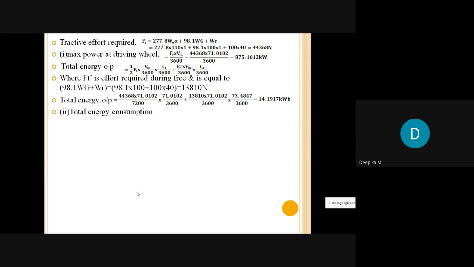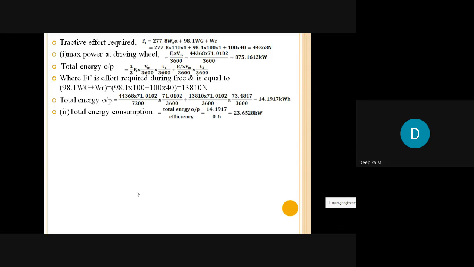Whatever the acceleration we have, that will be 0 here. So we are taking it in this way, that is only the total time for free run we have taken. Let us substitute the value. Hence the total energy output is 14.1917 kilowatt hour.